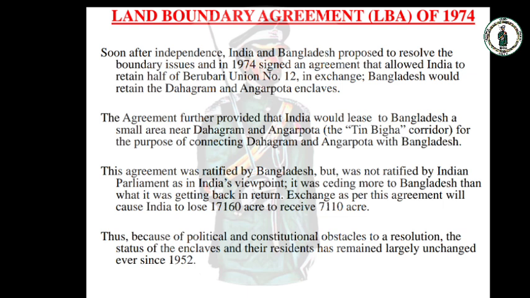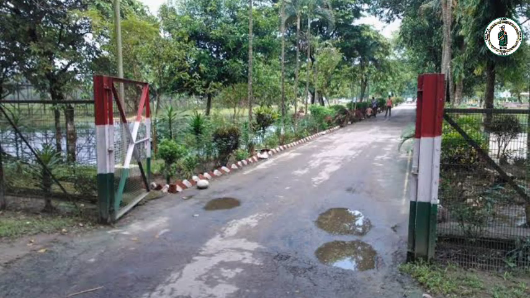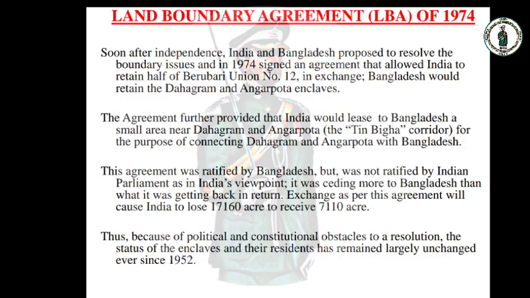Then another issue is the land boundary agreement of 1974. After the independence of Bangladesh, both countries proposed to resolve boundary issues through an agreement signed in 1974, called the Land Boundary Agreement, that basically allowed both countries to exchange enclaves. The agreement also provided that India would lease to Bangladesh a small area near Dahagram and Angarpota, called the Teen Bigha corridor, basically for the purpose of connecting Dahagram and Angarpota with Bangladesh.